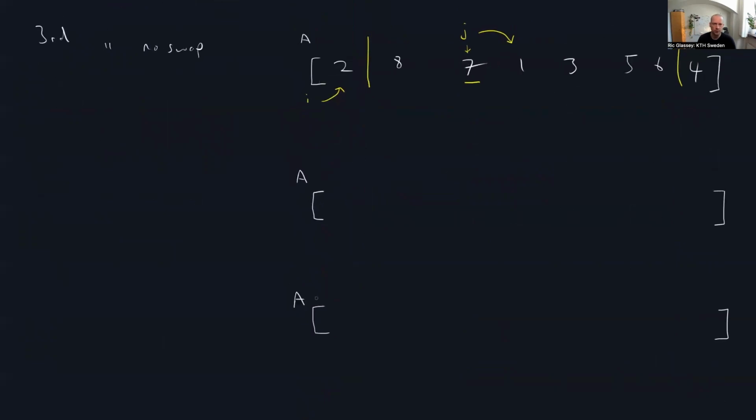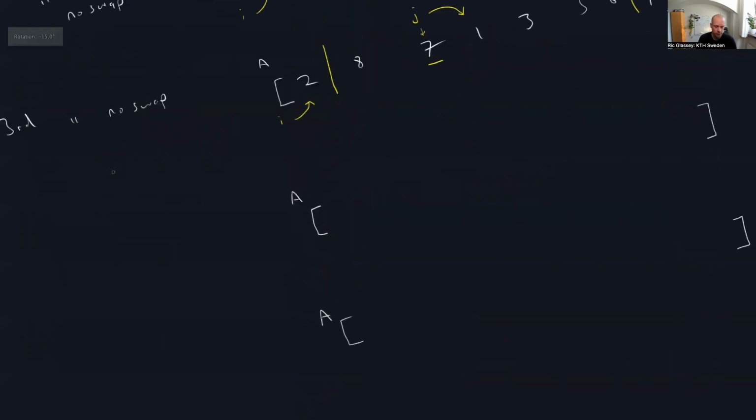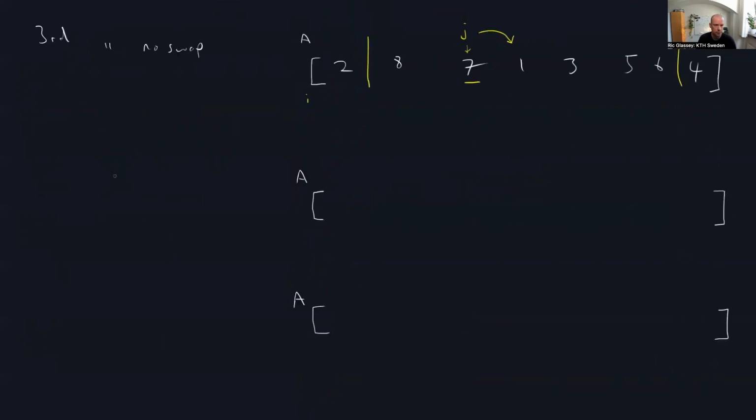Let me keep this here so I can remind myself. That was one of those mistakes. So the fourth iteration. We have 2, 8, 7, 1, 3, 5, 6, 4. What's going to happen this time? j is pointing at 1, and 1 is less than 4. So we're going to need to perform a swap. So there will be a swap this time. A couple of things are going to happen.